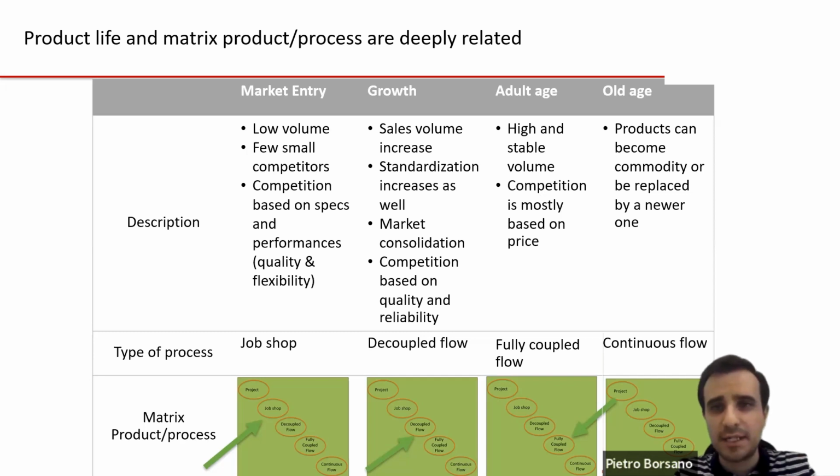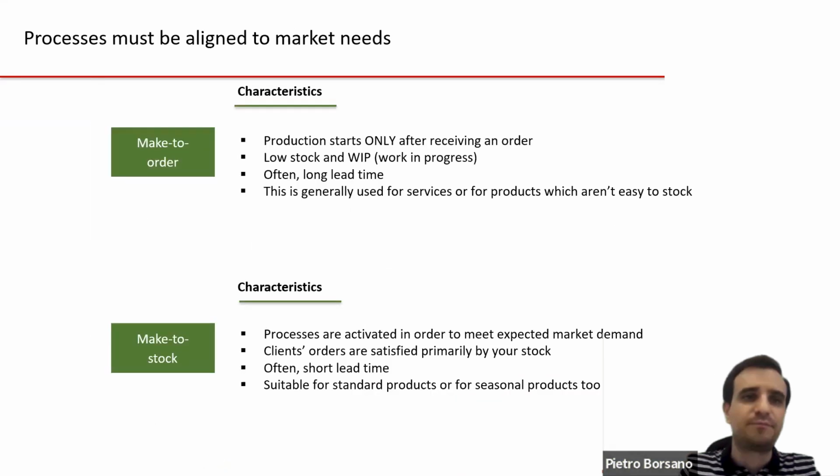for this moment. The old stage: not all products will enter into the old stage, some will just be discontinued. But for the products that enter into the old stage, this is when the product will become a commodity and then eventually be replaced by a new one. So here, an appropriate business process that can match the product is the continuous flow.